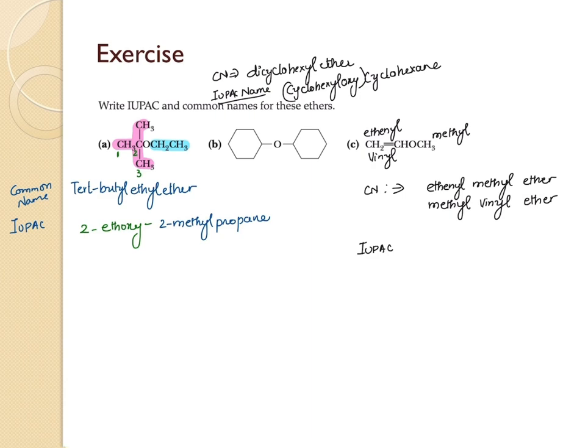Coming to the IUPAC name. Between these two substituents, which one has got a higher number of carbons? Obviously the ethenyl group, right? So this has to be called ethene, which is going to be our parent name. And then the remaining substituent is going to be your alkoxy group. More specifically, it is the methoxy group. So methoxyethene, that would be the IUPAC name for this molecule.